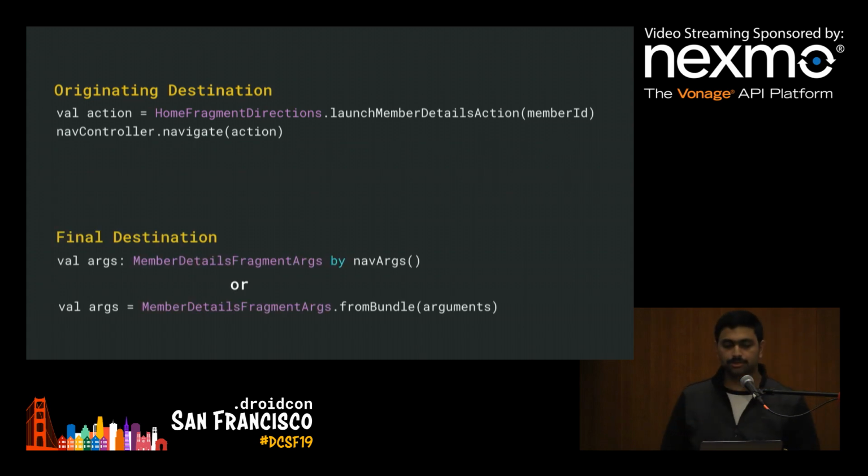On the destination side, things get cooler. If you're using Kotlin, you get this nice little feature where you can just say in the MemberDetailsFragment, val args by navArgs, and you will get the MemberDetailsFragmentArgs automatically created for you. You don't really have to get the bundle, get the argument, or manipulate that stuff. But if you're using Java, or if you don't like doing this, then you probably have to use fromBundle. There is a static method called fromBundle, and you can pass in the bundle there. So for a fragment, you can pass in getArguments, and that should work.